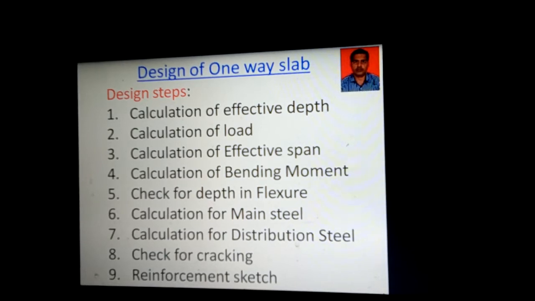For design calculations in one-way slab, we have to follow several steps as shown here, starting from the effective depth, the load calculation, the effective span, the bending moment, then check the depth for flexure, then calculate main steel area, then calculate distribution steel area, then check for cracking, and finally show the reinforcement sketch. So this way we can complete the design of the one-way slab.